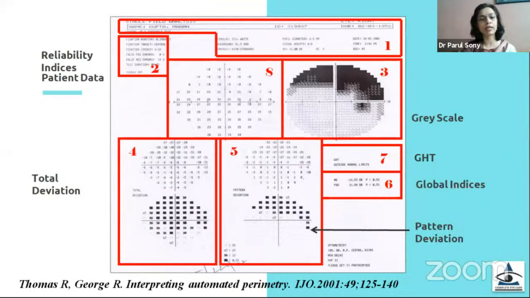And there's a very good article which was published by Dr. Ravi Thomas in IJO in the year 2001, which talks beautifully about how we read the printout by dividing it into different zones so that we don't miss any of the important areas presented on the visual field printout. So this is how we can divide the visual field printout into 8 different zones, and I'll be quickly running through each of these.